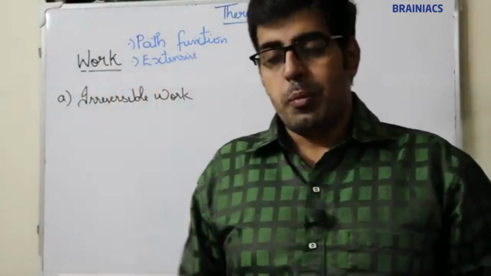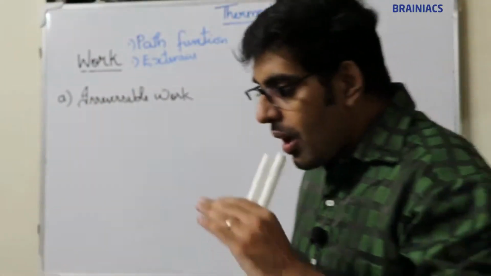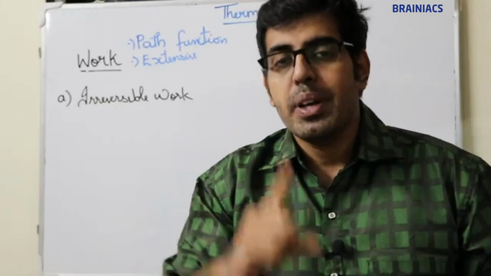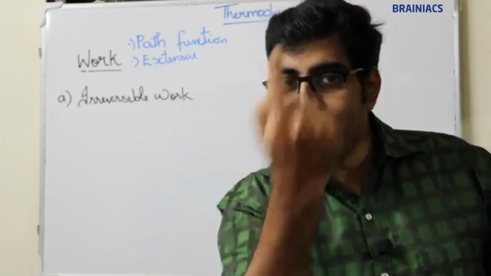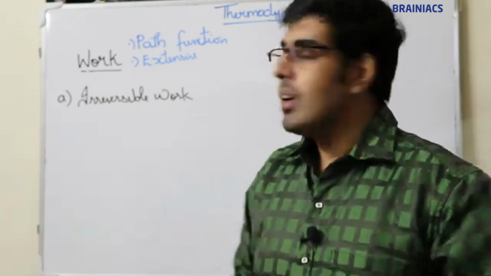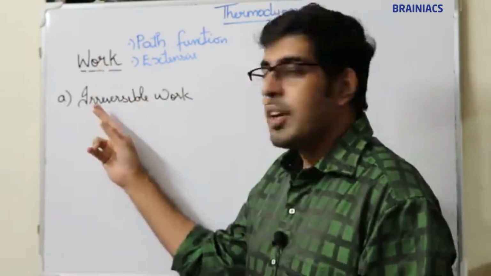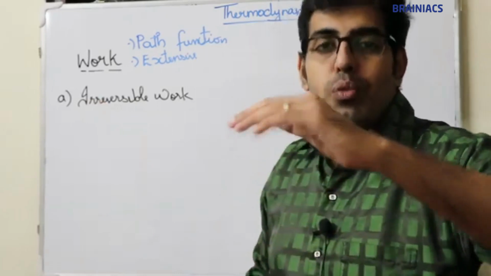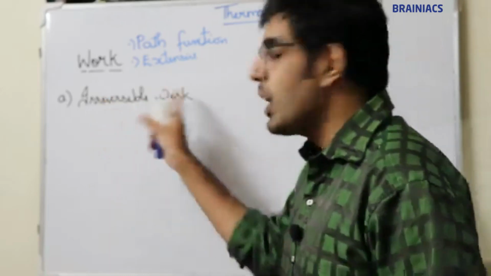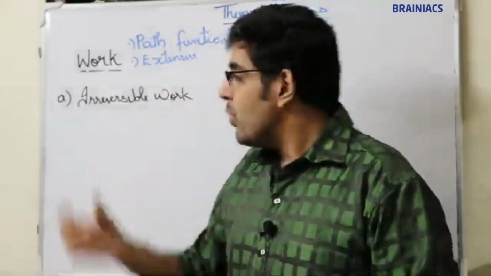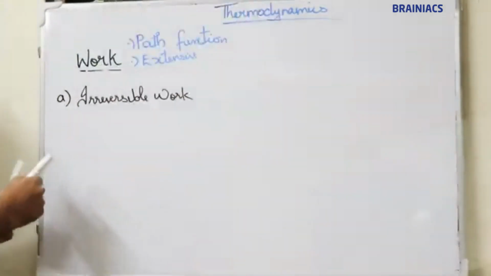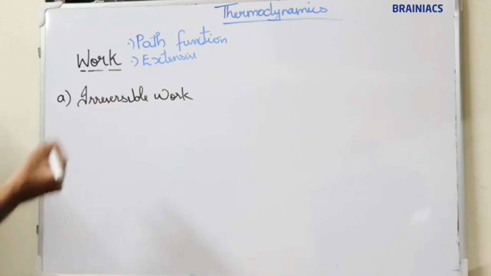Now what is irreversible work? Irreversible work means work which takes place rapidly in a single step. If a work takes place in a single step, then those works are rapid works. That means they proceed rapidly. So works which take place rapidly in a single step are known as irreversible work. Now we are going to derive an equation for irreversible work.